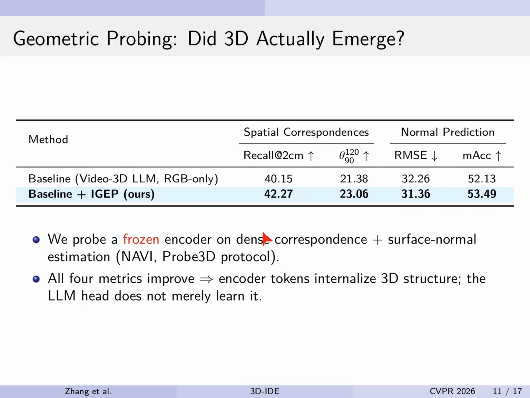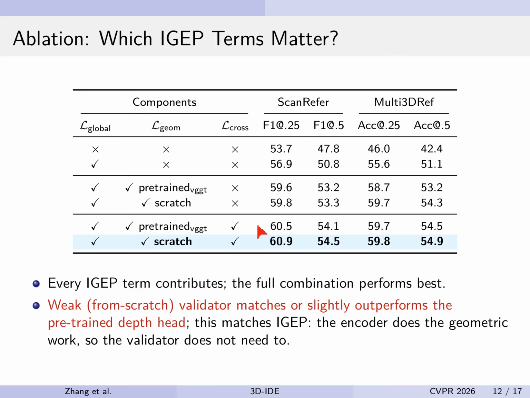Geometric probing tests a frozen encoder on dense correspondence and surface normal estimation, and all four metrics improve with IGE. This indicates the visual tokens encode 3D structure. The language head does not learn it alone. Ablation results show every IGE term contributes, and all components together produce the best results. The weak from-scratch validator matches or slightly outperforms pre-trained heads. This confirms the encoder internalizes geometry.